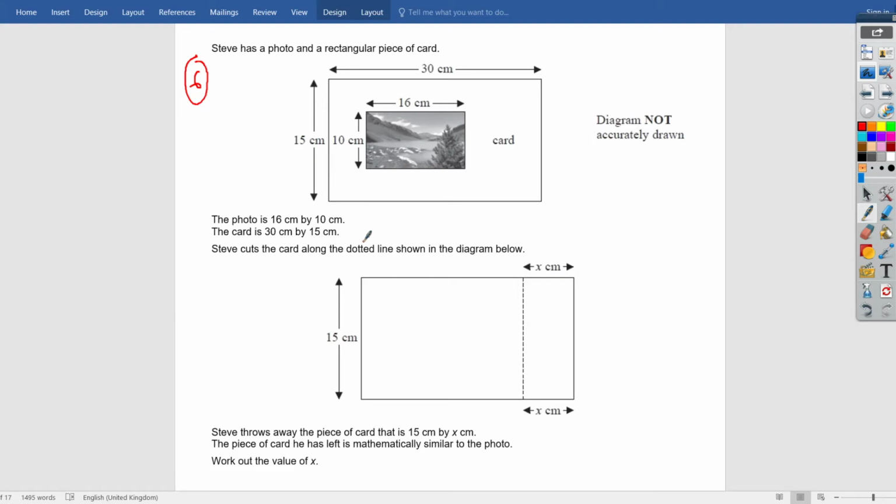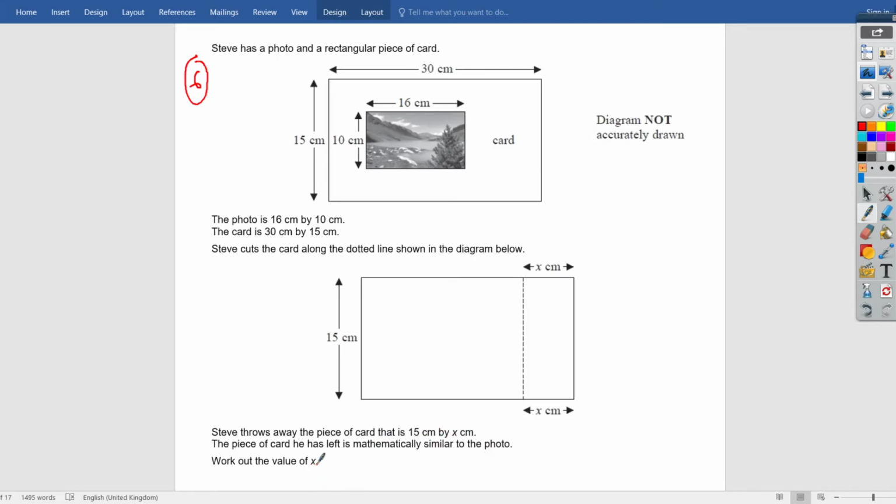Now, what we've got here, Steve has a photo and a rectangular piece of card. The photo is 16 by 10 and the card is 30 by 15. Steve cuts the card along the dotted line as shown in the diagram. He cuts it along there. Steve throws away the piece of card that is 15 centimeters by X. The piece of card that he has left is mathematically similar to the photo.